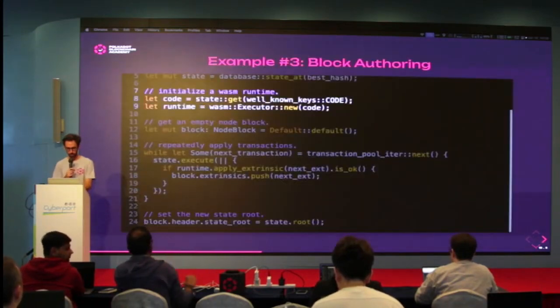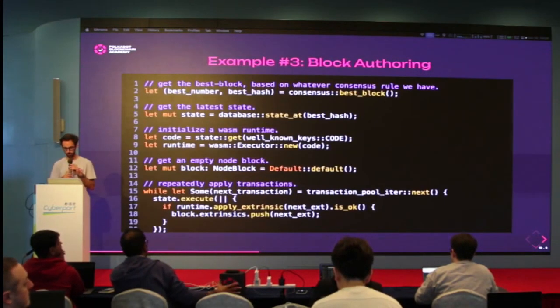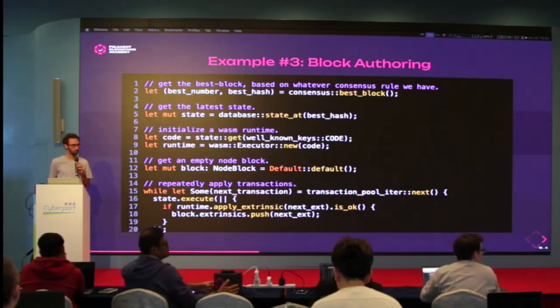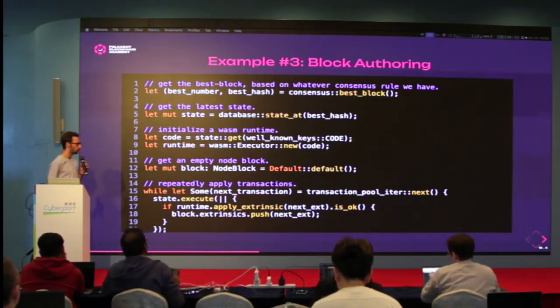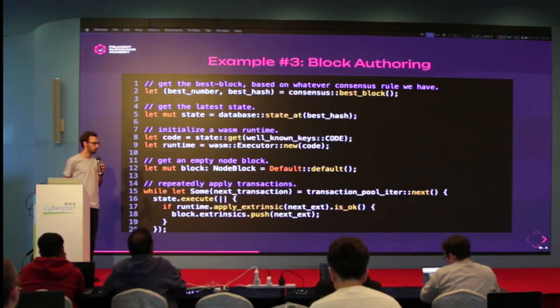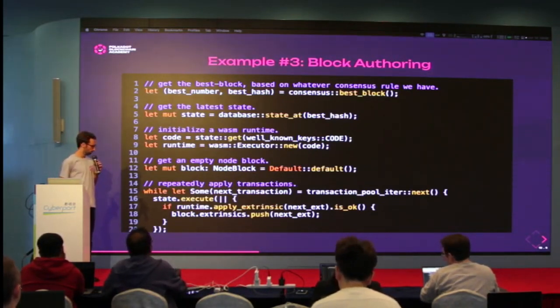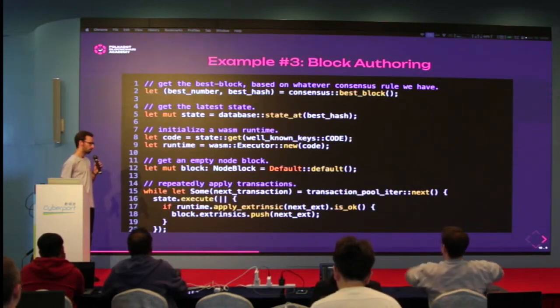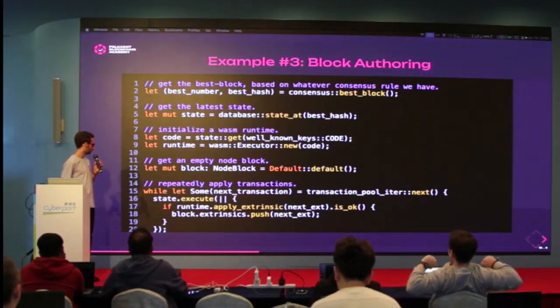Yes. This is a node view, right? Yes, it's still all node view. So how come the node pushes the extrinsics and pushes the next extrinsic and updates the block header and not the runtime?